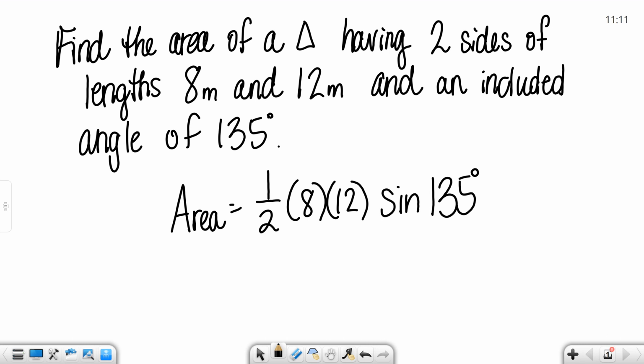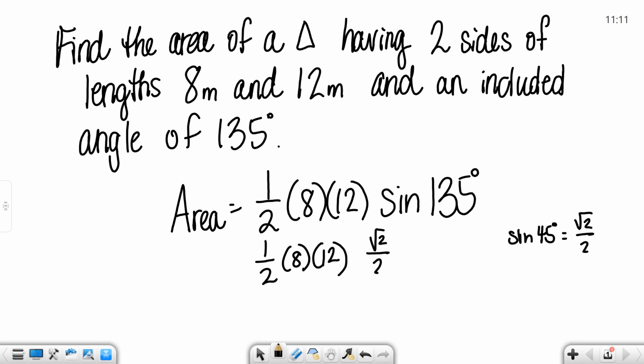Now, I am not looking for a calculator answer here, okay? We can do the sine of 135. So, 1/2, 8 times 12. Let's do the sine of 135. The sine of 135 is in quadrant 2. Its reference angle is 45. So I know the sine of 45 degrees is the square root of 2 over 2. 135 is in quadrant 2, so it is also square root of 2 over 2. Awesome.